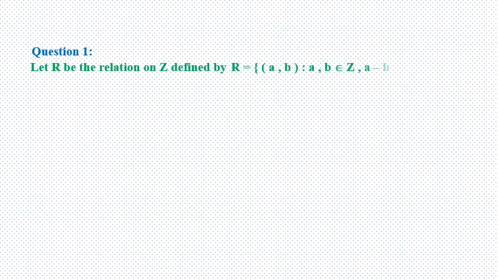Next one. Again, let R be the relation on Z defined by R equal to (a, b), where a, b belongs to Z and a minus b is an integer. Find the domain and range.